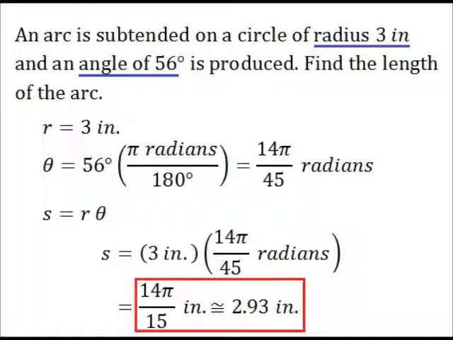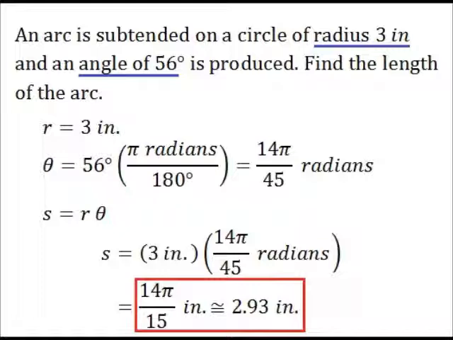But wait, you can only use the arc length formula if the angle is given in radians. So we must convert 56 degrees into radians before we use the formula. I get that theta equals 14 pi over 45 radians.